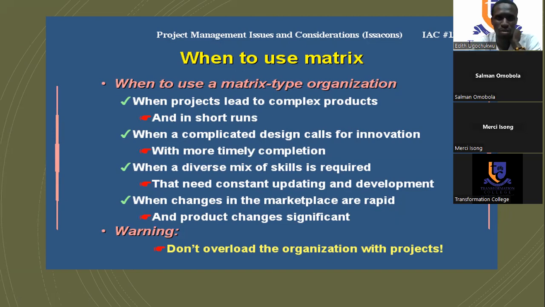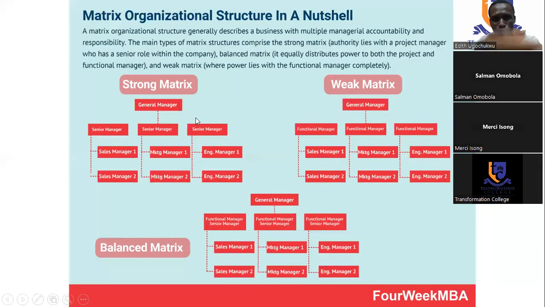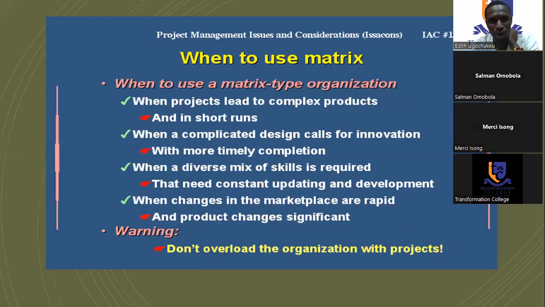So when to use a matrix type organization? You can see, when projects lead to complex products. So we want to produce something that will require complexity in the process. So we need a structure. Everybody needs to know, who am I going to be reporting to? So that's it: when a project leads to a complex project.